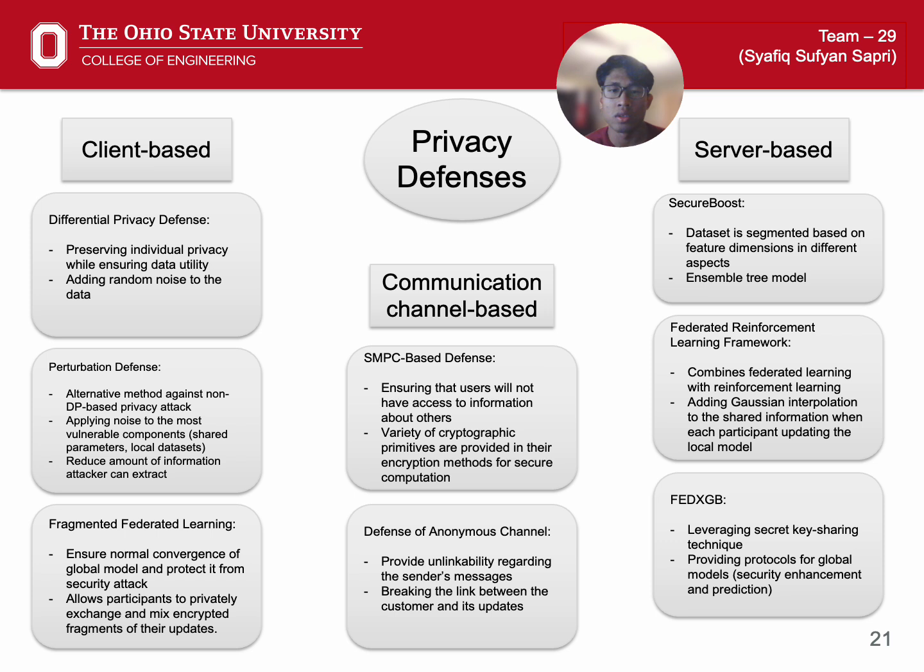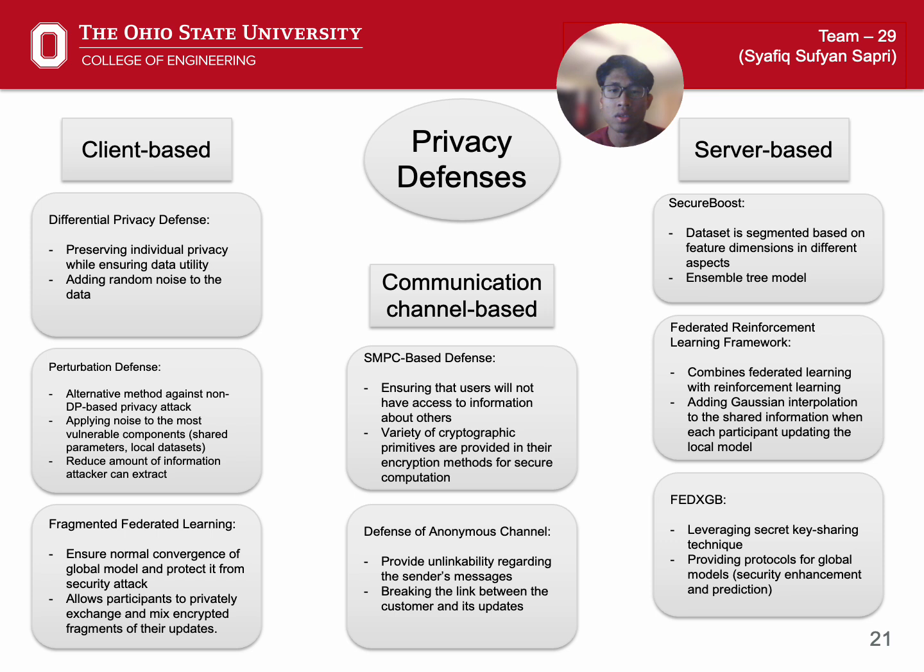So next one, which is the perturbation defense, is actually an alternative method against non-DP-based privacy attacks, and it works by applying noise to the most vulnerable components, for example, the shared parameters and local datasets. It will reduce the amount of information the attacker can extract. And the last one for the client-based is fragmented federated learning. It ensures normal convergence of the global model and protects it from security attacks. It also allows participants to privately exchange and mix encrypted fragments of their updates.